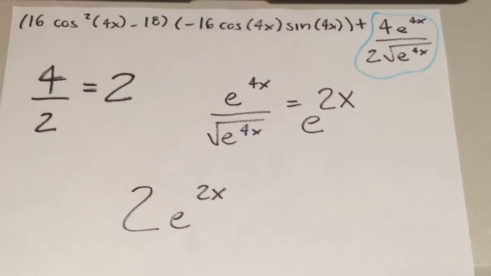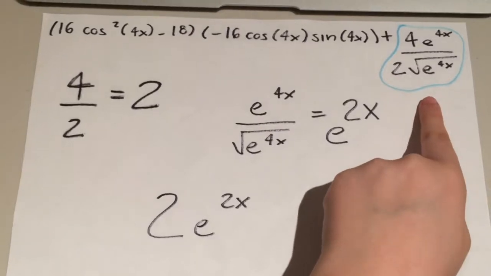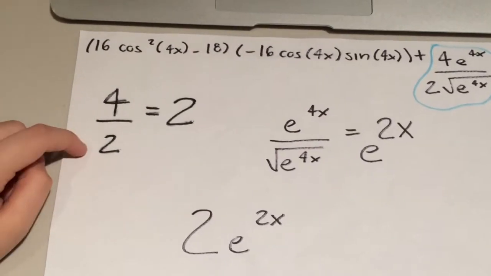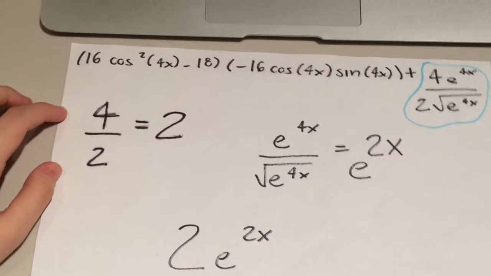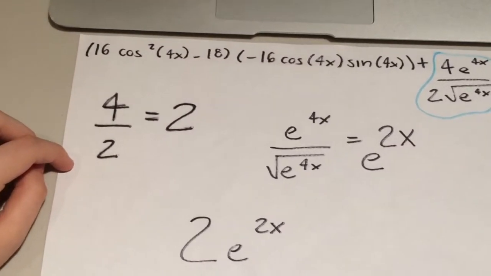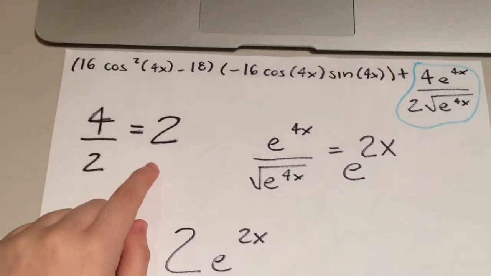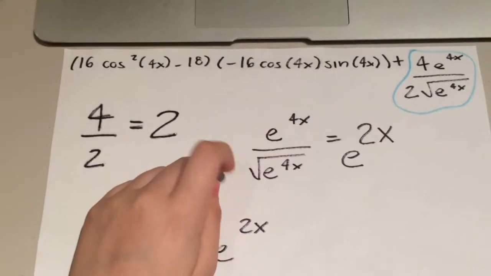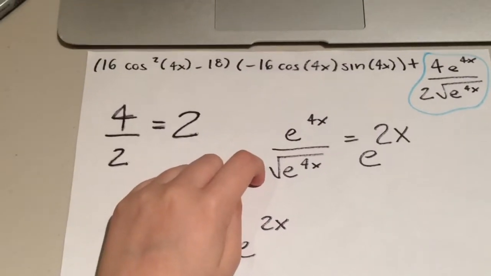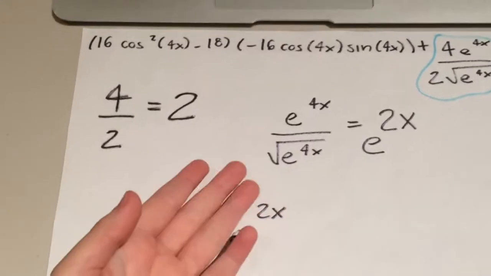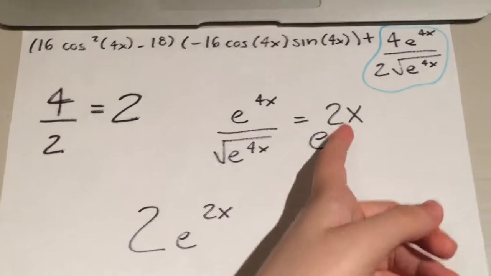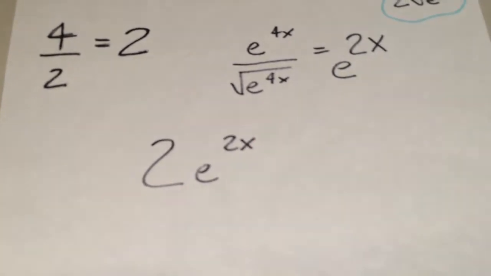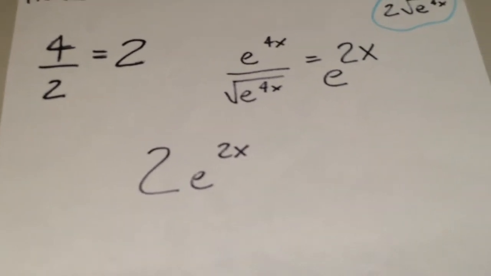So at this point we're left with this part of the equation here, and this can be simplified. We know that it's 4 over 2, and they can both be divided by 2, which becomes 2 over 1. We have to put a 1, so it just becomes 2. And the second part that's being multiplied here would be e to the 4x over the square root of e to the 4x, which can then be simplified to become e to the 2x, which then becomes 2 times e to the 2x, and this cannot be simplified further.